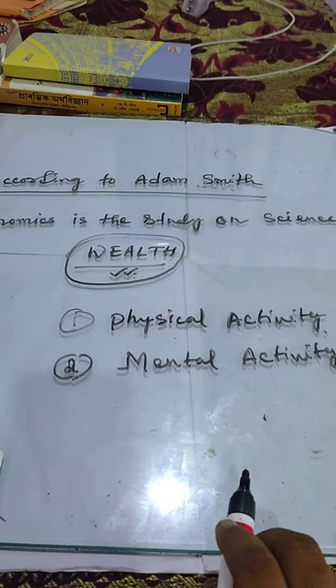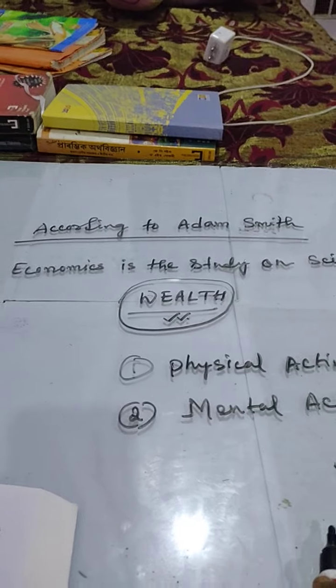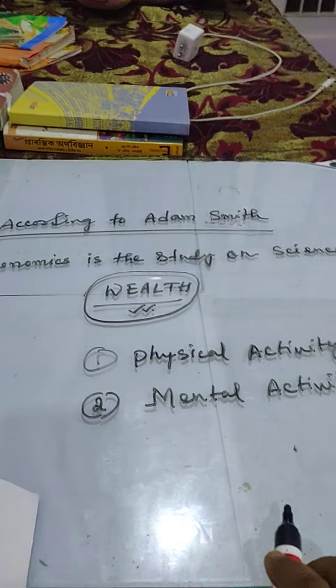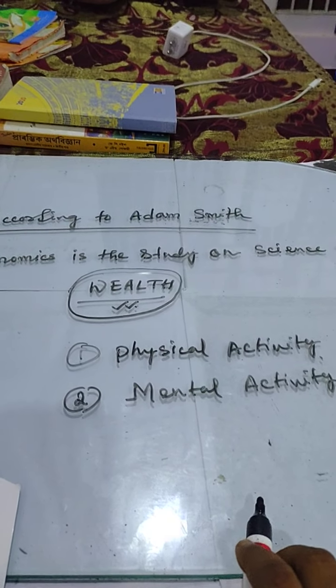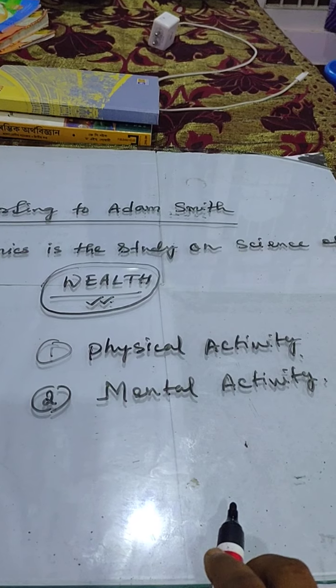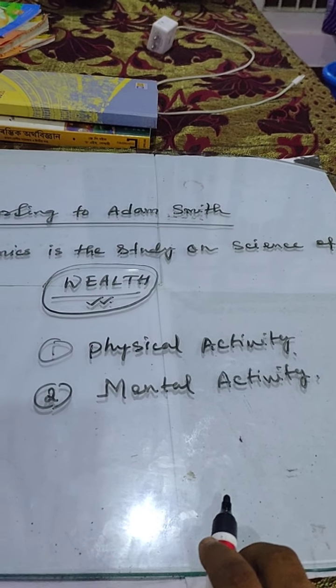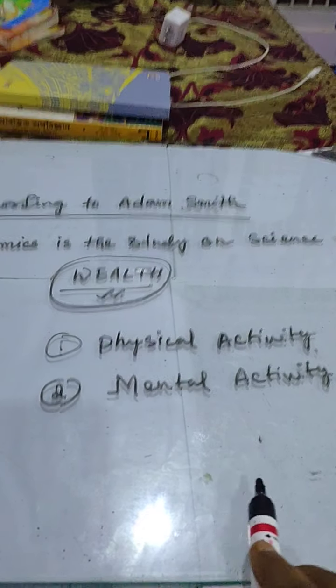Students, I think you have got the concepts of economics and the definition given by Adam Smith. So, economics is the study or science of wealth, and human beings are engaged in earning and expansion of wealth through their physical and mental activities.